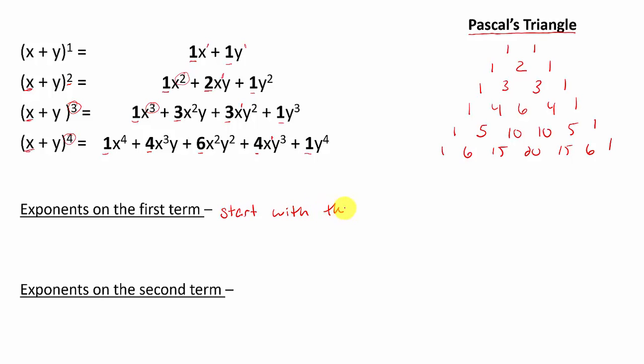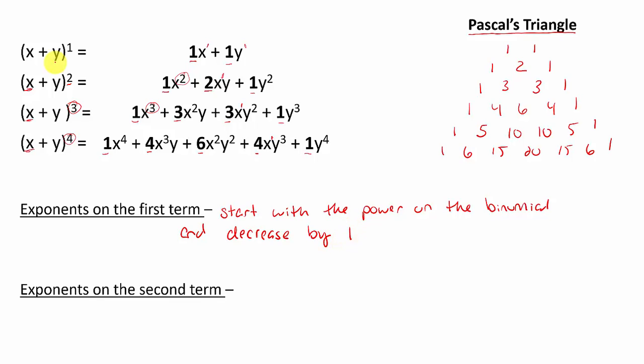So what you can see is that the exponents on the first term start with the power on the binomial and decrease by 1. So each term they decrease by 1.